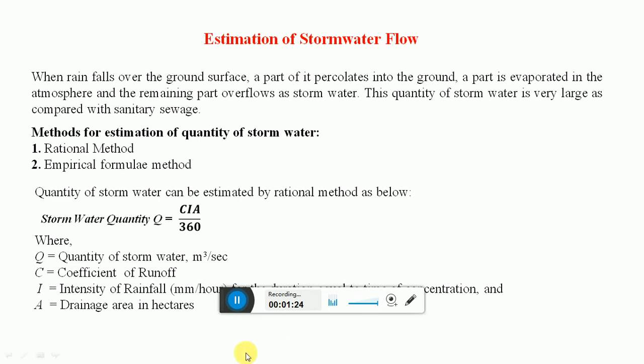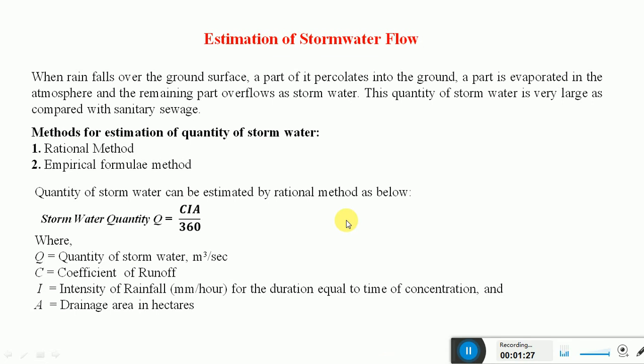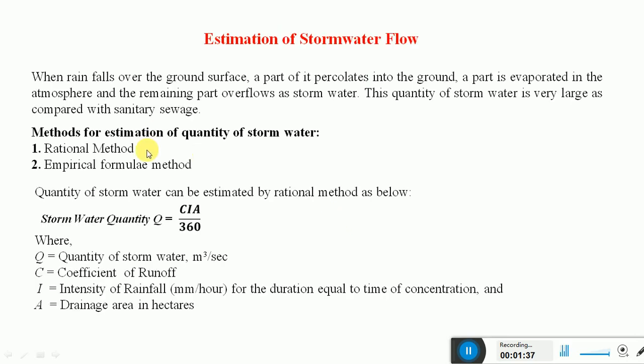This formula we have already discussed in previous classes while we talked about the estimation of stormwater flow. The stormwater flow is given by the equation Q is equal to CIA divided by 360. Here Q will give the quantity of stormwater in meter cube per second. This is also called wet weather flow. We have different empirical formulas and the rational formula, and this method what you are seeing here is called the estimation of stormwater by the rational method.